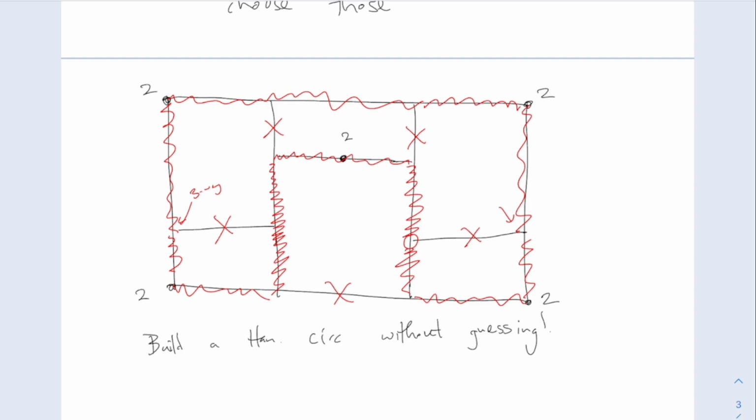In my opinion, much more complicated than finding Euler circuits. But, I mean, not super hard. Any thoughts about that? I got one more trick.